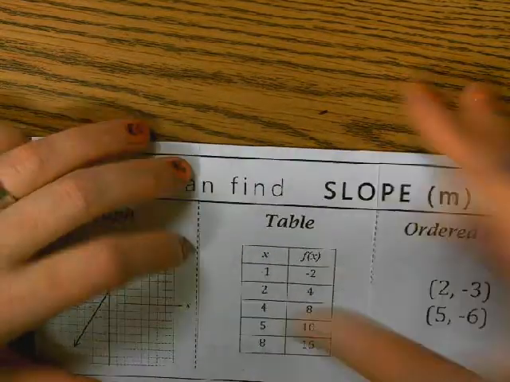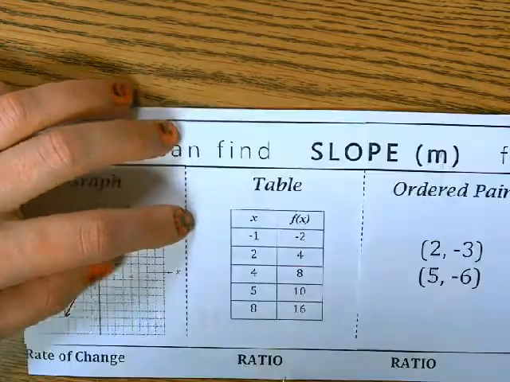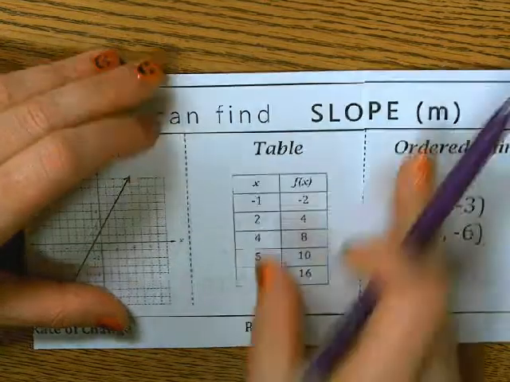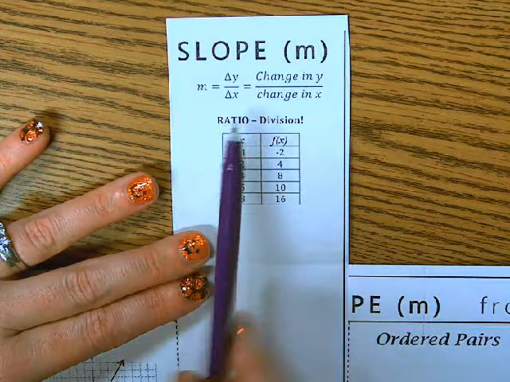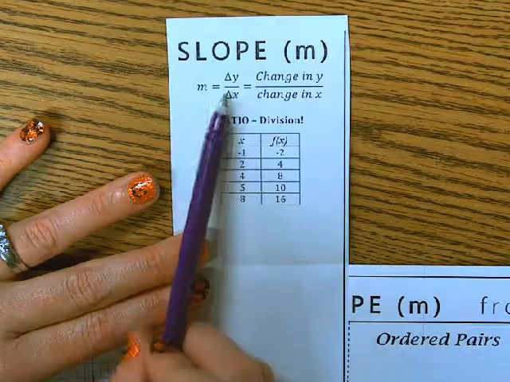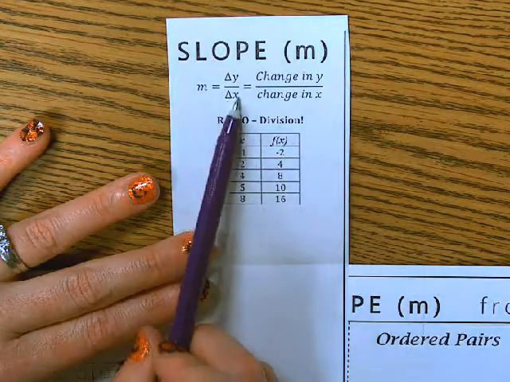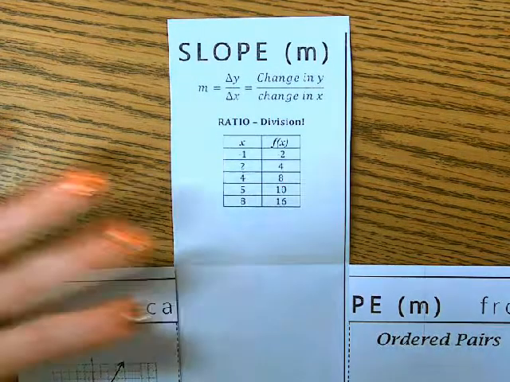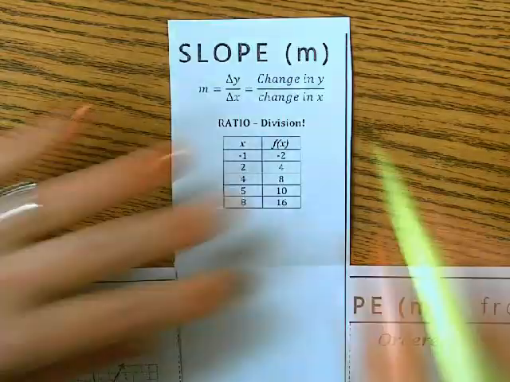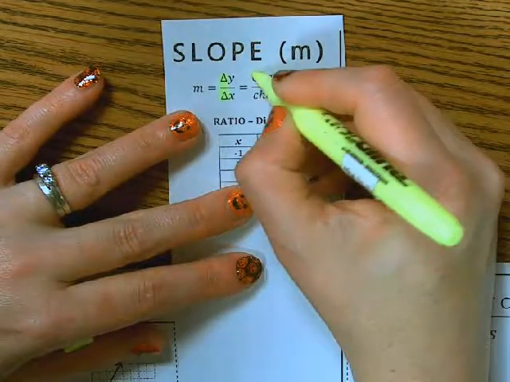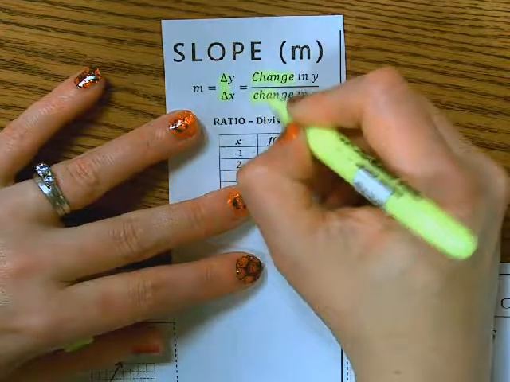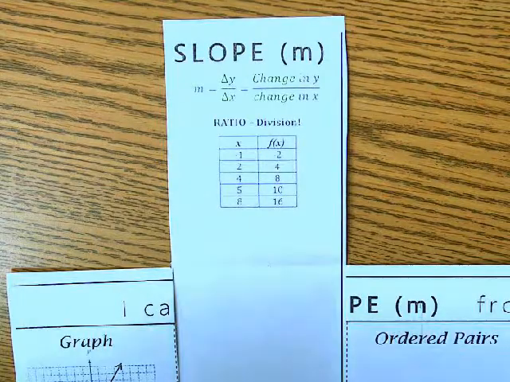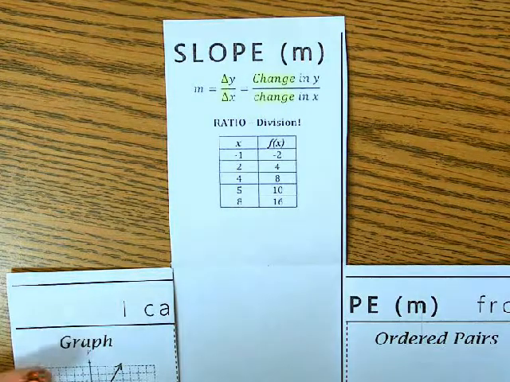The next one is finding slope from tables. So when you find slope from a table, it's the same thing. It's going to be a ratio of rise over run. I can open up this flap. Now this little triangle thing right here, this means change. So this is change in y over change in x. That's what this really means. Okay, the triangle means change. Remember, the rise is the top, the rise is the y's.